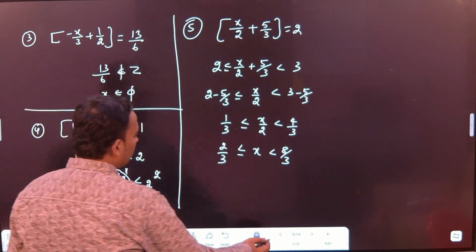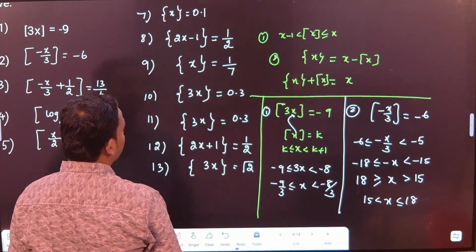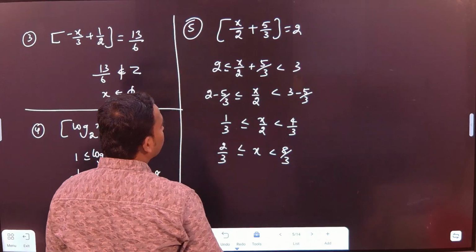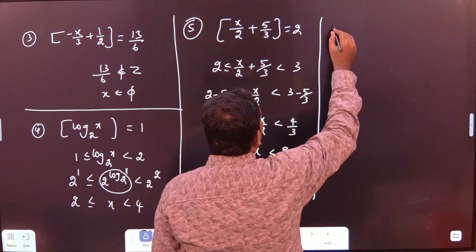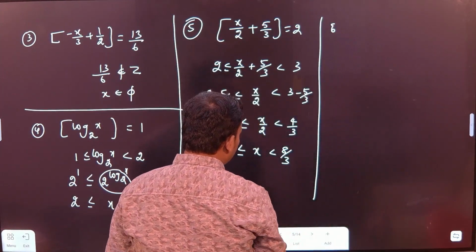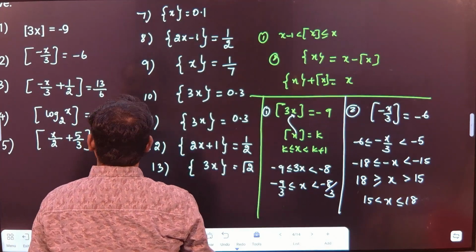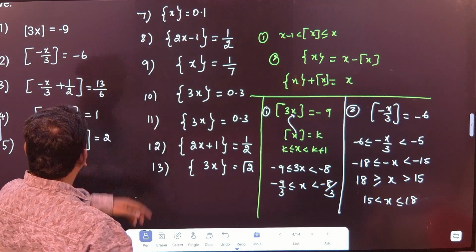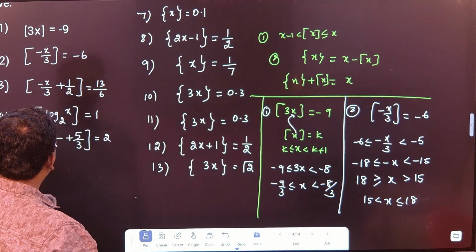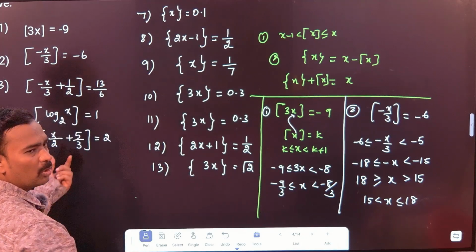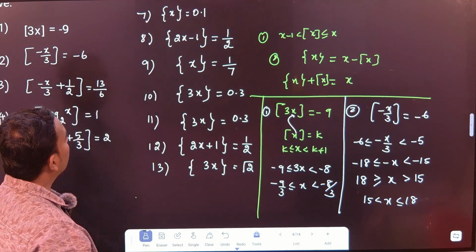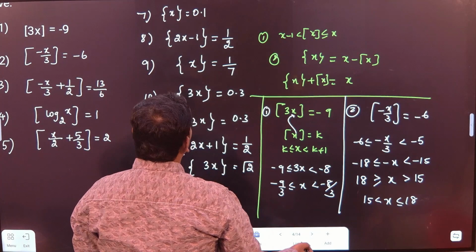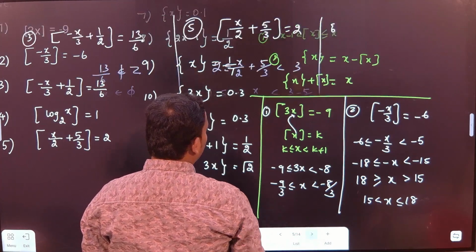Okay, let's do more questions on fractional part functions. You can see the sixth question, and the seventh question. I think one question is erased actually. The same model only, you can do it. In the seventh question, the fractional part of x is equal to 0.1.